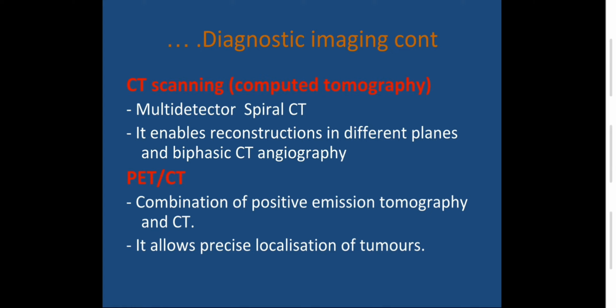CT scan, multi-detector spiral CT, enables reconstruction in different planes and biphasic CT angiography for detection of any vascular abnormality of the kidney, any tumor, after bleeding, after surgery. PET CT scan, which is positron emission tomography and CT, is useful for detection of malignancies of the urinary tract, where the uptake of the positron emission will be increased, especially in metastatic disease, recurrence after resection, or for follow-up of the tumor after chemoradiotherapy.